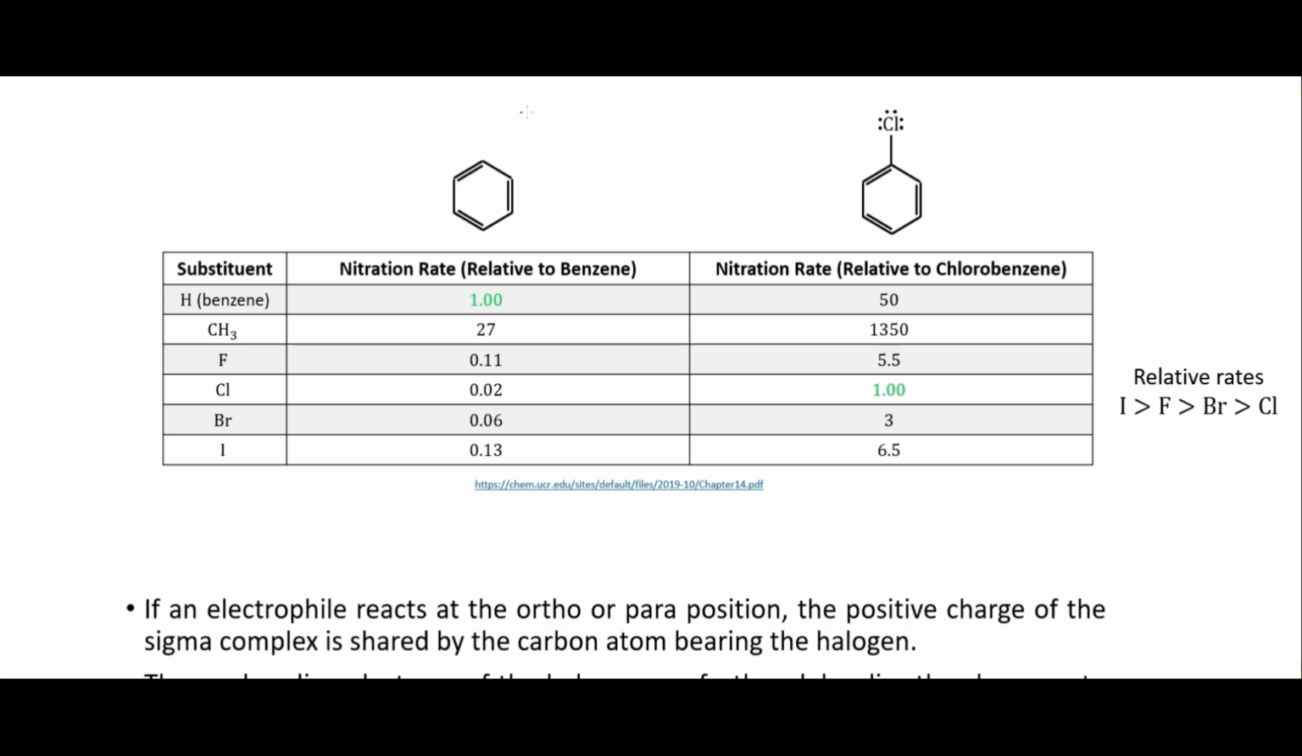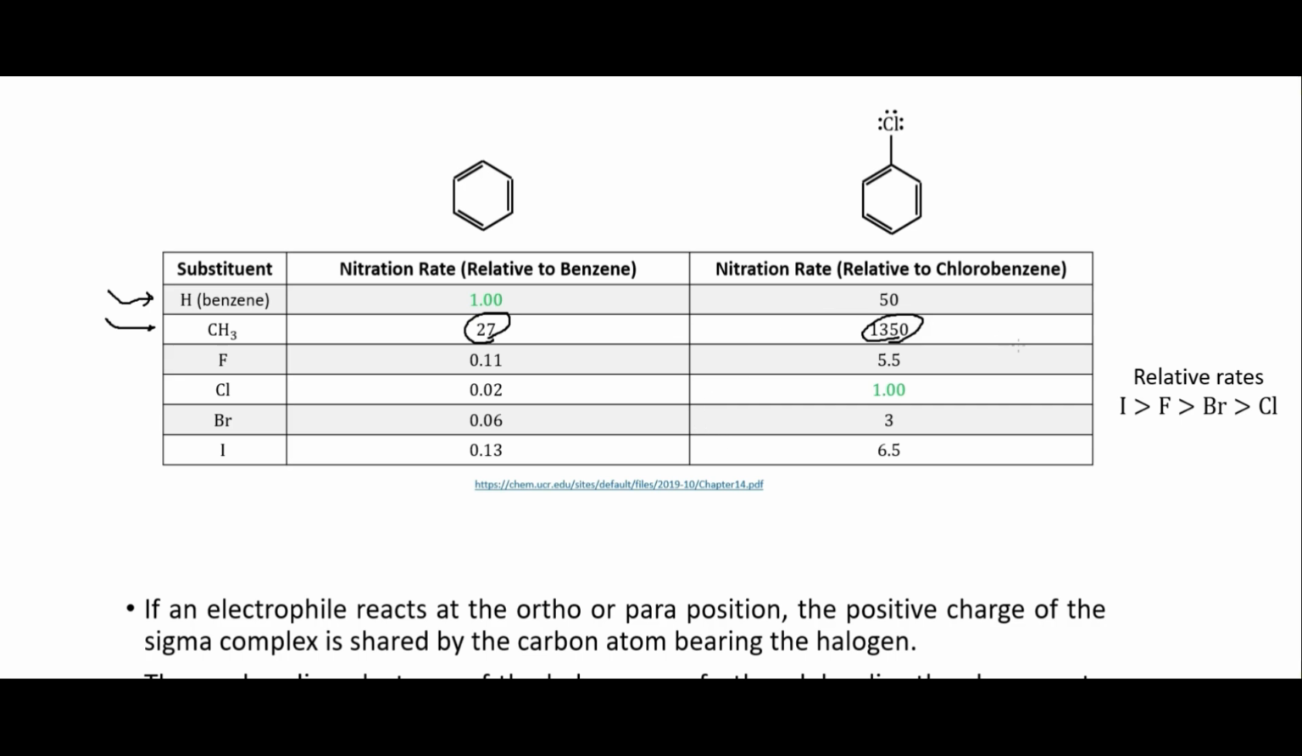Then if we look at the effect of this on the relative rates, we can look at this on the middle column here. This is the relative rate compared to benzene right here. And then we can look at it with the right column compared to the chlorobenzene over here. And so what we see is if we have this activator right here, so that's our inductive electron donating group, this is going to make it 27 times faster than benzene and 1350 times faster than the chlorobenzene.